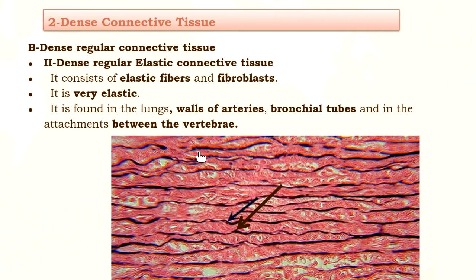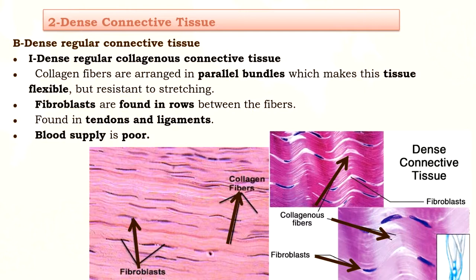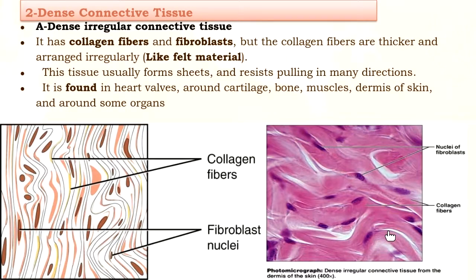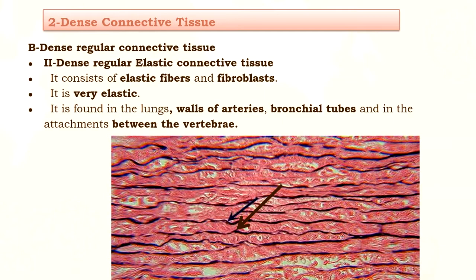Before this we saw dense regular collagen connective tissue. Now this is dense regular elastic connective tissue. There the collagen fiber was more in amount. Here the elastic fibers are more in amount. It consists of the elastic fibers and fibroblasts. The black appearing are the elastic fibers. It is very elastic and it is found in the lung, walls of arteries, bronchial tubes, and also in the attachments between the vertebrae. These are the locations of this elastic regular connective tissue.